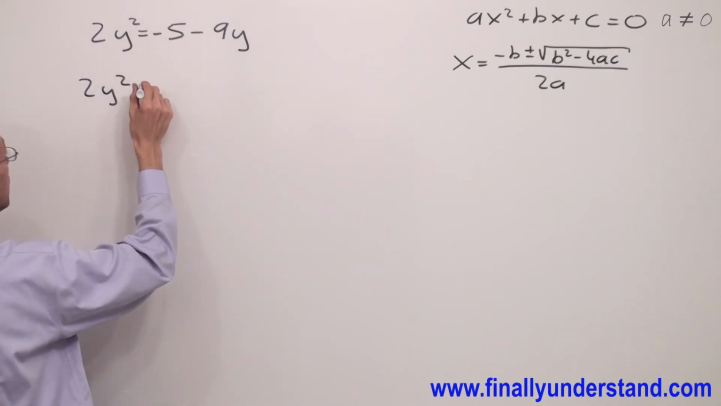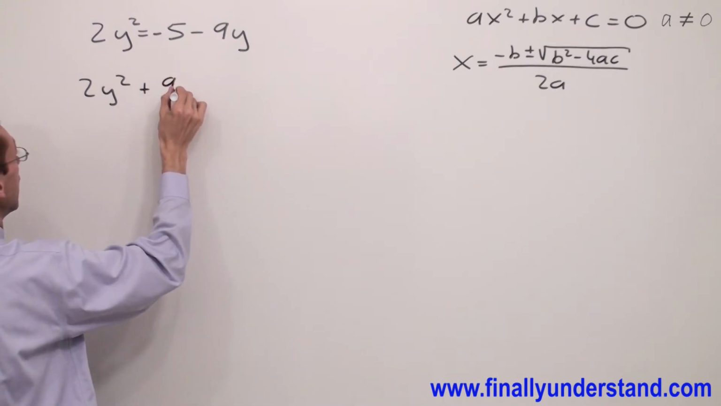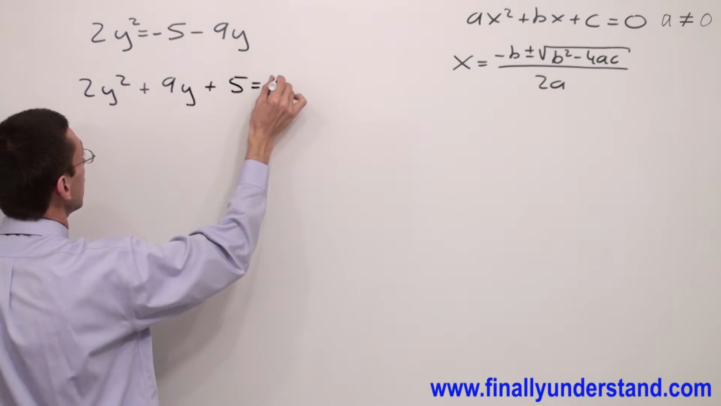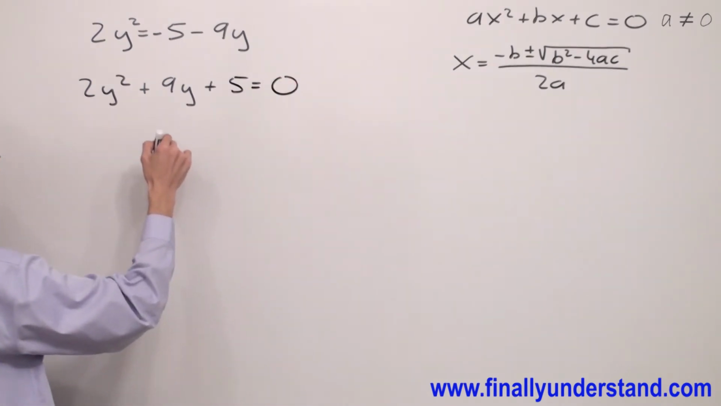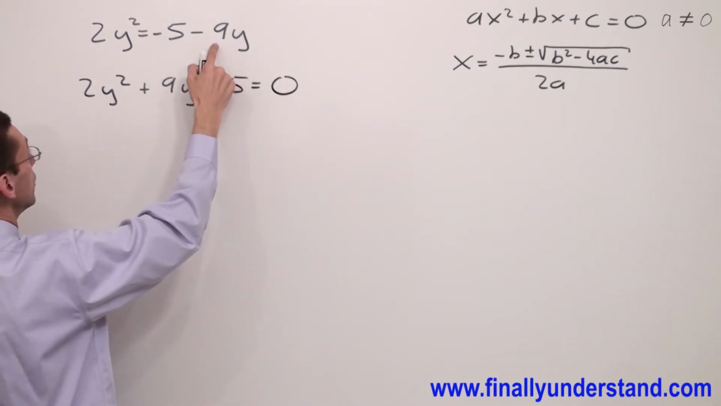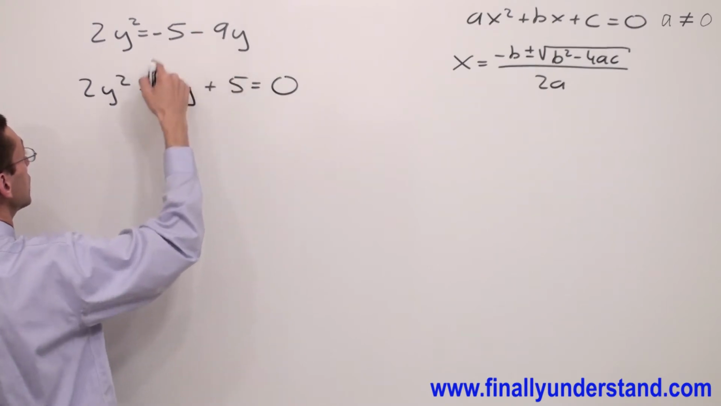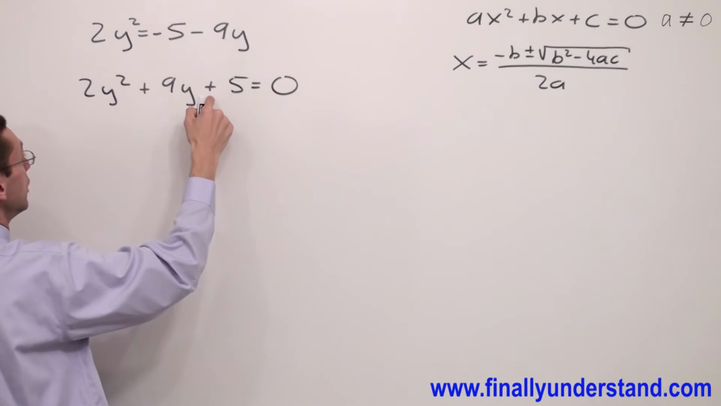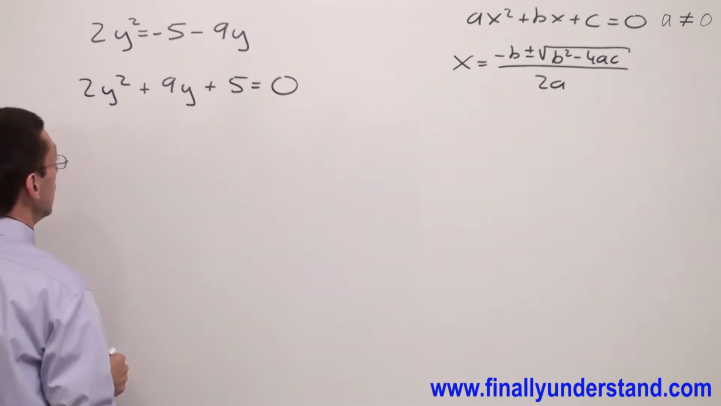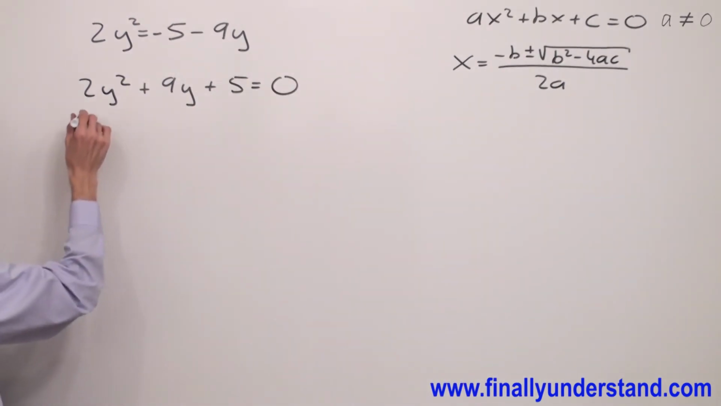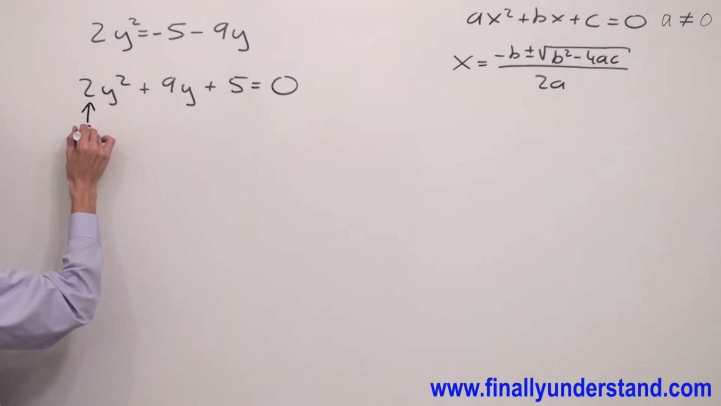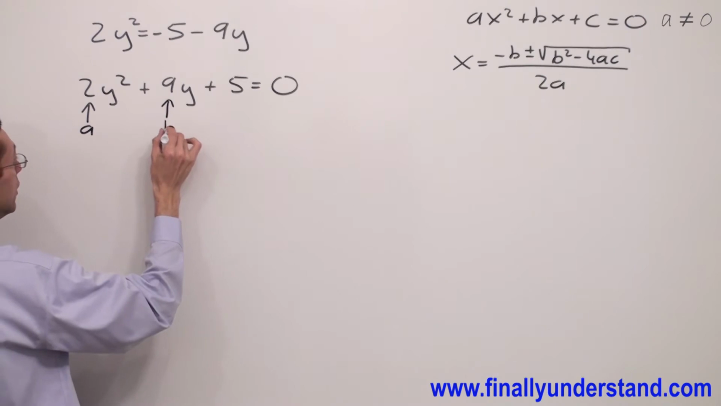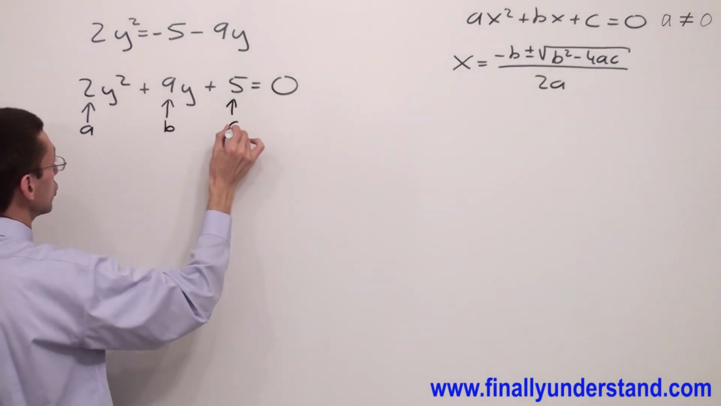And I'm going to have plus 9y plus 5 is equal to 0. Okay, because if you are going to move negative 9y to the left side, you have to change the sign, and negative 5 to the left side is supposed to change to positive 5. Okay, 2 is your A, positive 9 is B, and positive 5 is C.